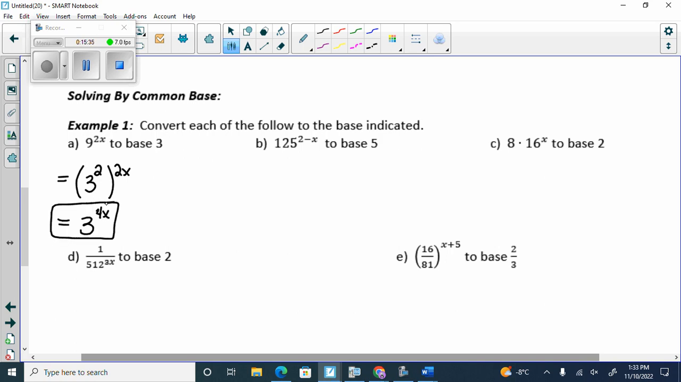So we're just changing these to different bases. Make sure you're paying attention. So this one now is 125, and we want to change it to base 5. 125 is 5 to the what?